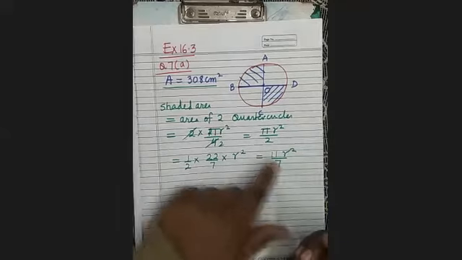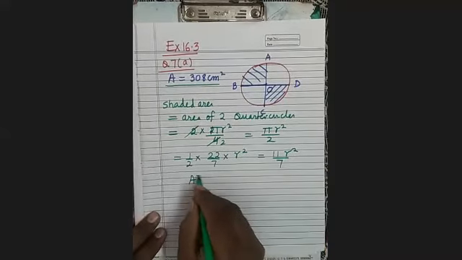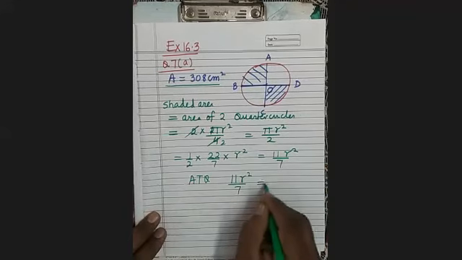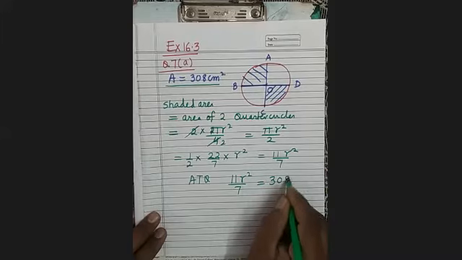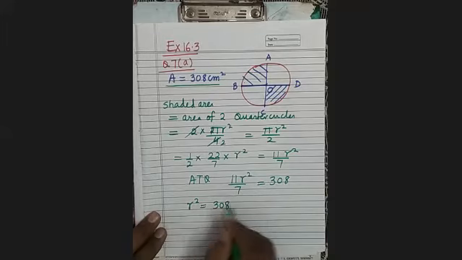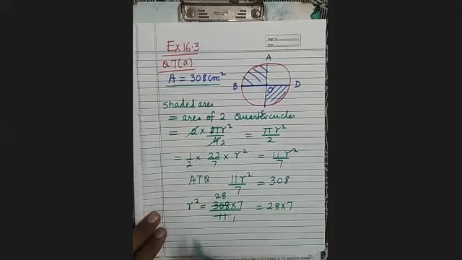But according to the question, 11 r square upon 7 equals 308. So simplify: 308 into 7 upon 11. 11 ones are 11, 11 twos are 22, 11 eights are 88. That is 28 into 7, so r square is 196. So what is r? You take the square root.